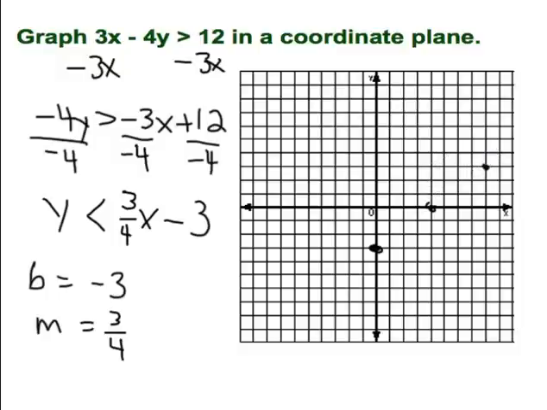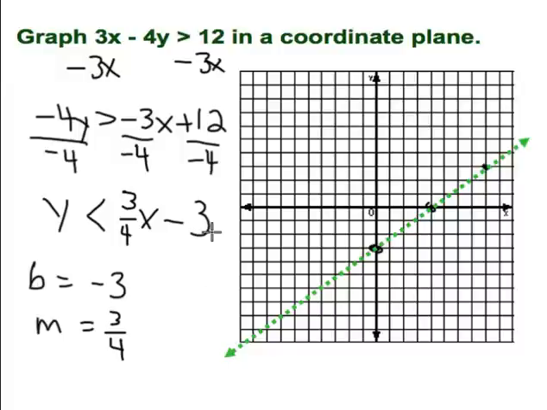And then I have to think about what kind of a line this is. Again, this one is going to be dashed because there's no equal sign on this inequality symbol. So this again needs to be a dashed line through those points.